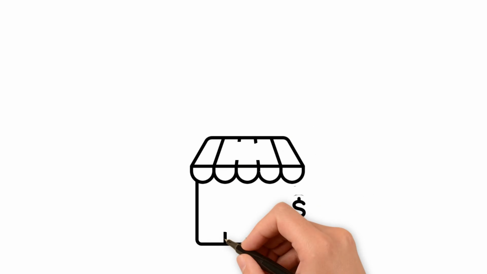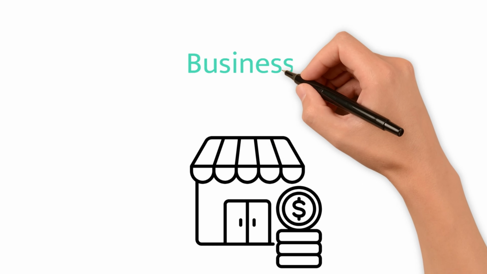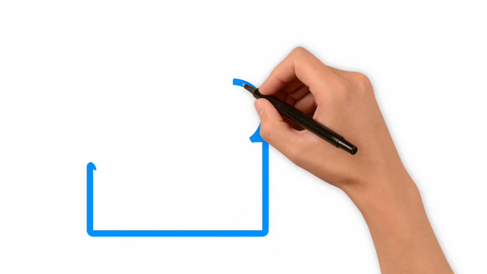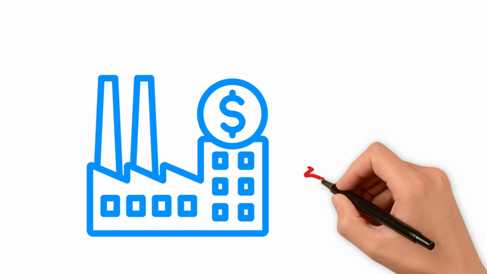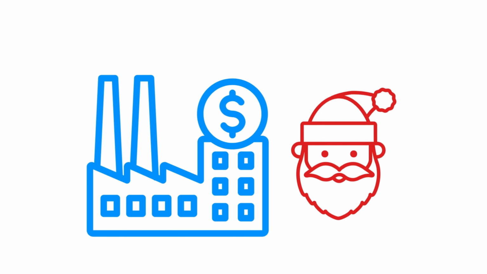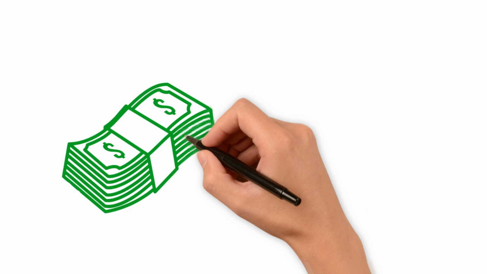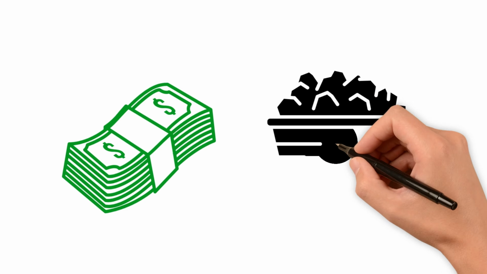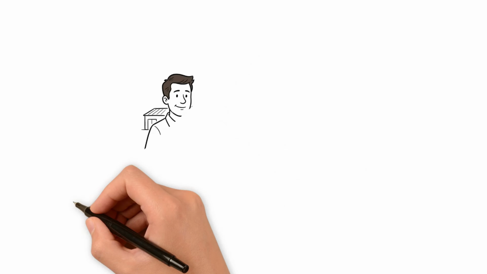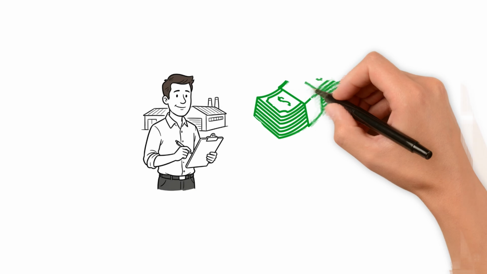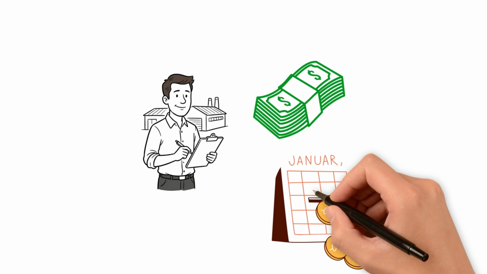Let's walk through a quick business scenario to see just how different this is. Imagine you run a small manufacturing business. In December, you land a big order. You spend £10,000 on raw materials, which are delivered in December. Your supplier gives you 30 days to pay, so the cash won't leave your account until January.